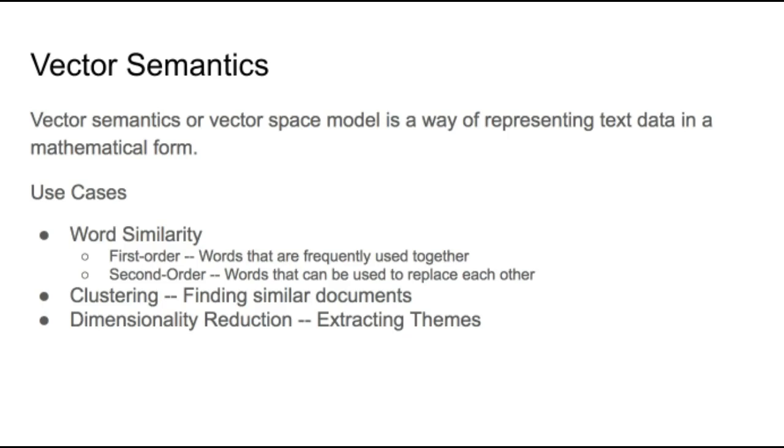Clustering, which we're all probably familiar with, could be used to find similar documents within a corpus of documents. And dimensionality reduction could be used for extracting themes. More specifically, we could use LSA or SVD.